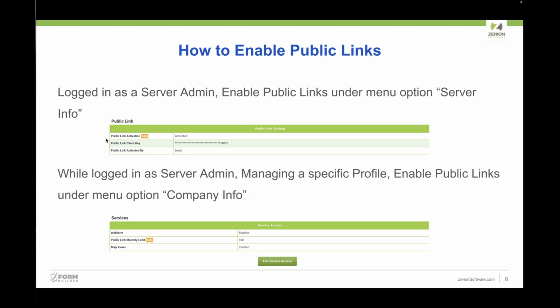So what you're able to do is go under company admin. You're still logged in as server admin, you're managing a specific profile, and then you go under company info. Once you scroll down, you're going to see a services section. This is where you put in the limit of how many public link submissions can happen within a month for that profile. So again, if you only want some of your profiles to have access to public links, then you only need to update this number for the ones that you want to have access to it.